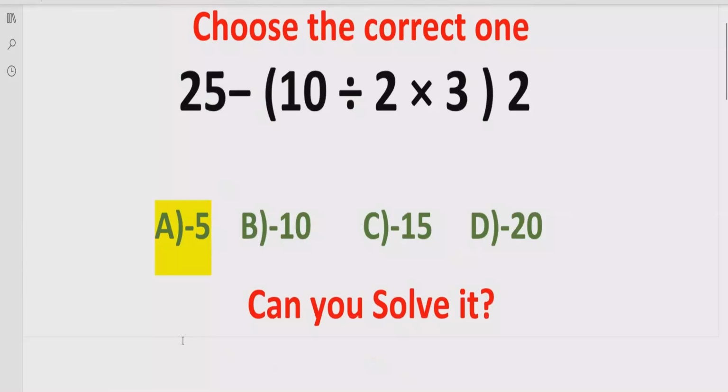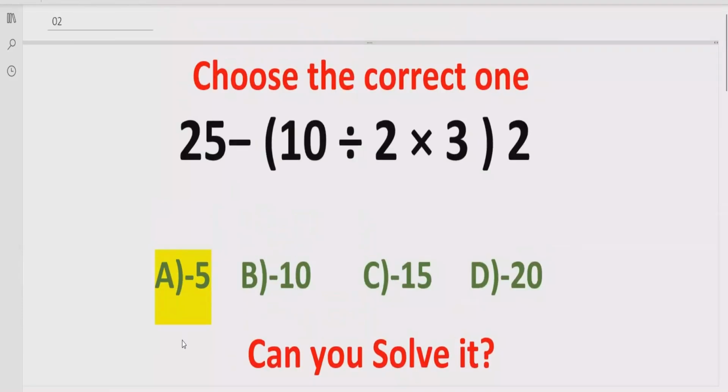I hope you understand how you can solve the given expression using PEMDAS and BODMAS method and find out the correct answer.